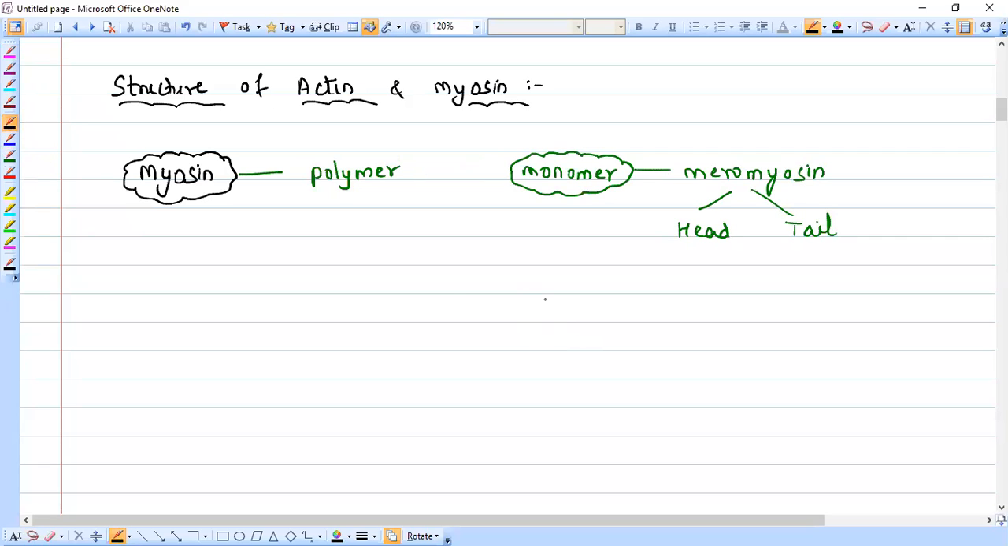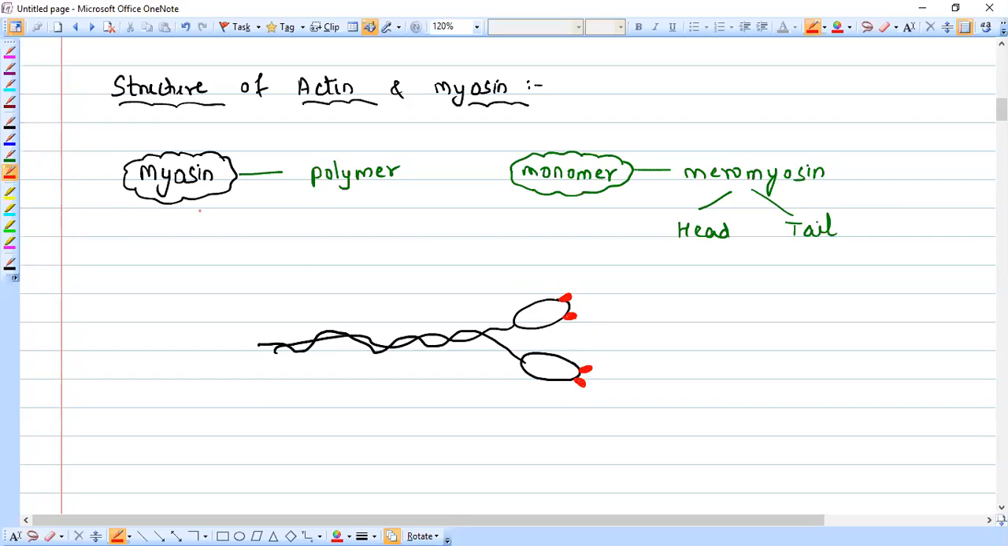So I draw this as the head. This is the head of myosin and there will be a tail. So I draw this as the tail. There are two tails, and both are intercoiled with each other. So like this. On the head, you will find some special receptors present here. There are two important parts with respect to the head of the myosin.